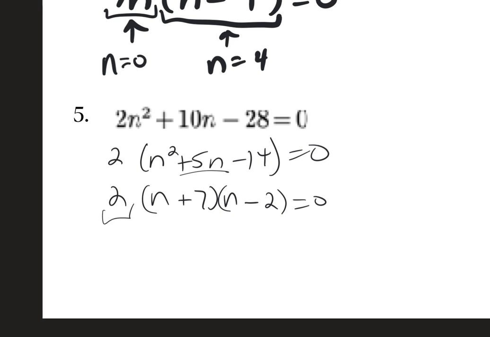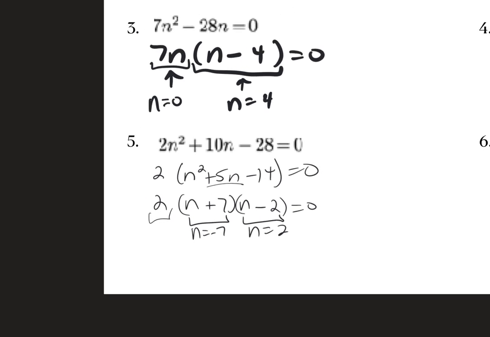So this factor doesn't really do a whole lot. N has to equal negative 7 to create a 0 here, and N would have to be positive 2 to create a 0 factor there. 2 solutions for that quadratic equation.